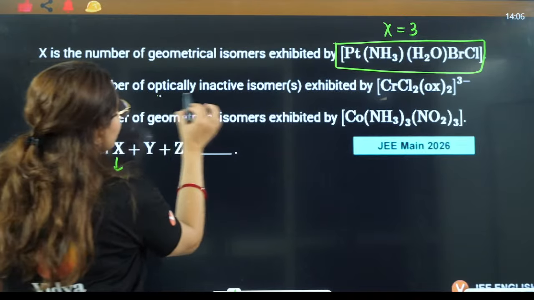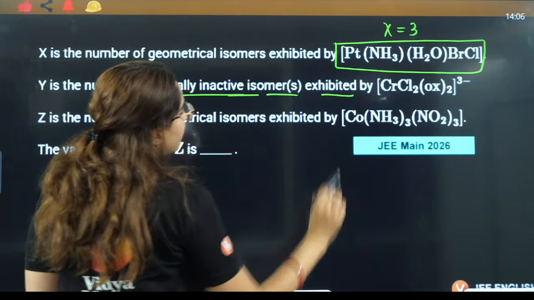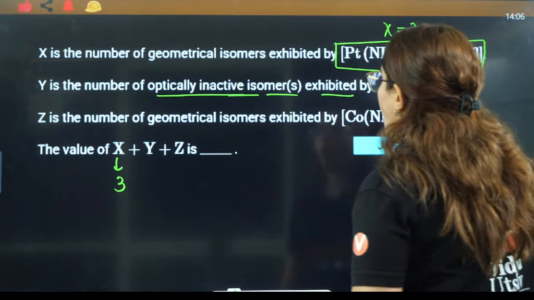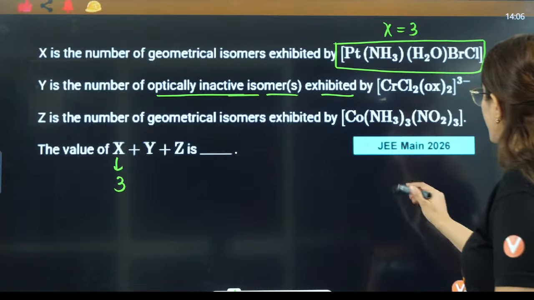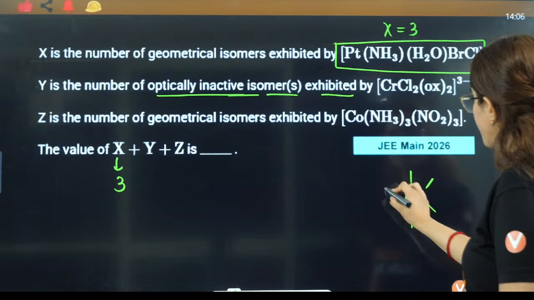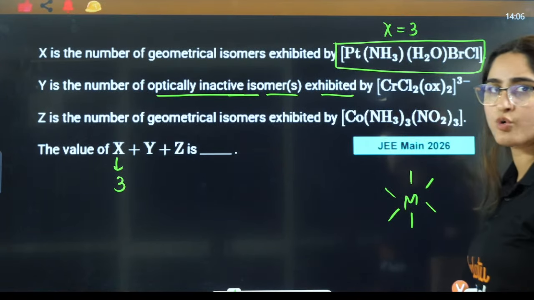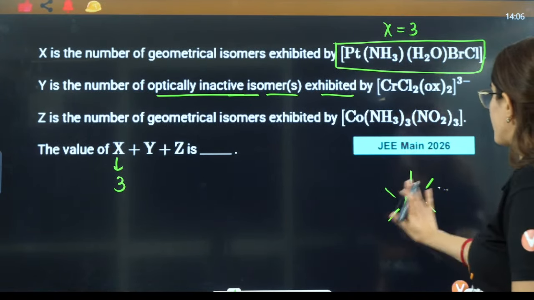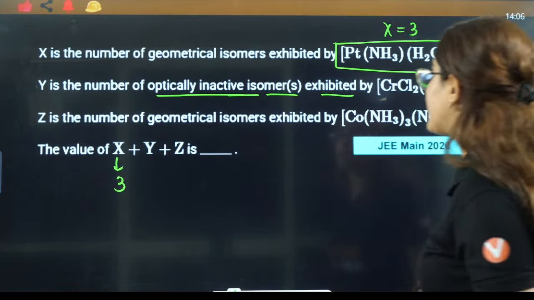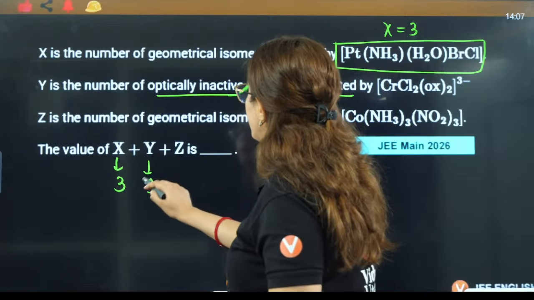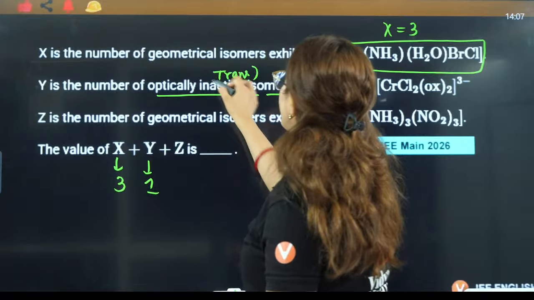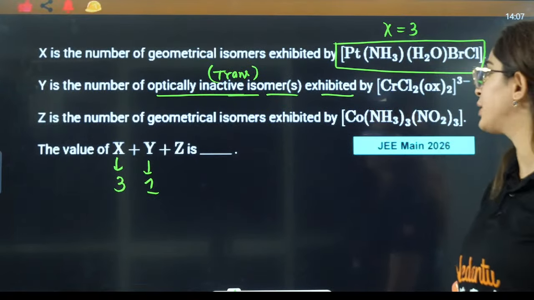Y is the number of optically inactive isomer exhibited by this. Optically inactive. So you have metal. This has cis and trans both. Trans does not show any optically active isomer. So trans will not have optically active, but cis will have optically active. So Y is going to be 1. So optically inactive means trans isomer of this will be optically inactive. That will always have POS.